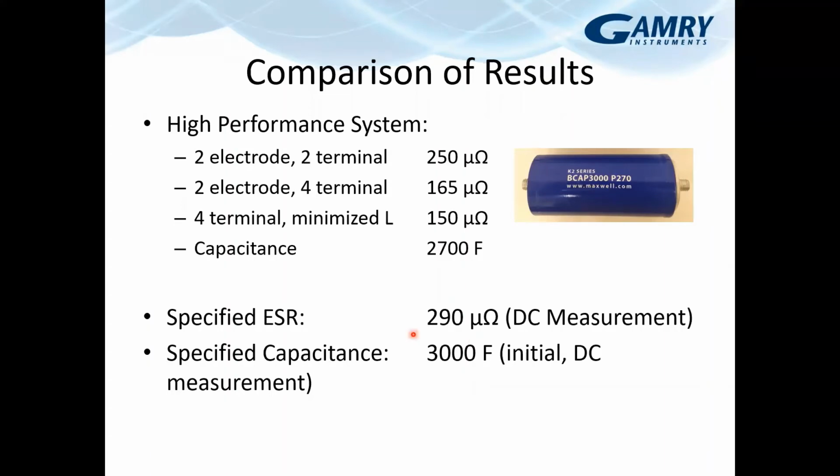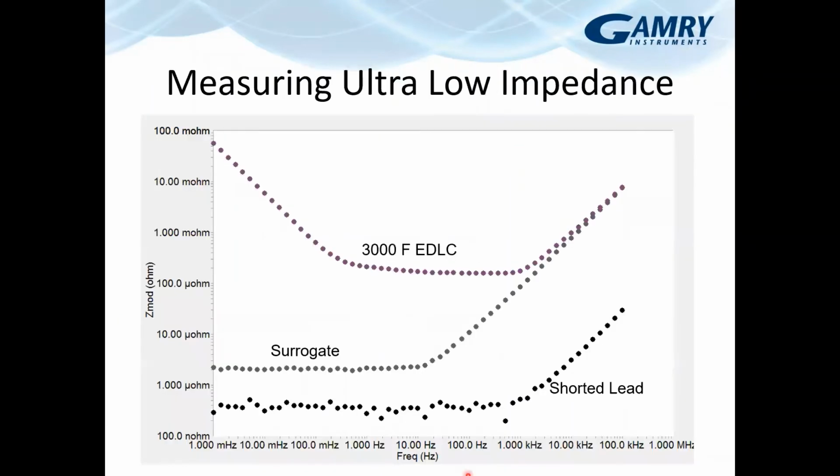ESR values oftentimes are done at a kilohertz, and if I go back a couple slides here, we can see where 1 kilohertz is on this, and at 1 kilohertz we are, well, this one's optimized. The non-optimized version, it's more obviously up the inductance. So if you don't do this quite right, 1 kilohertz might not be your minimum.